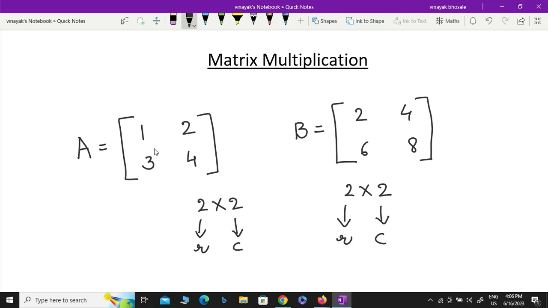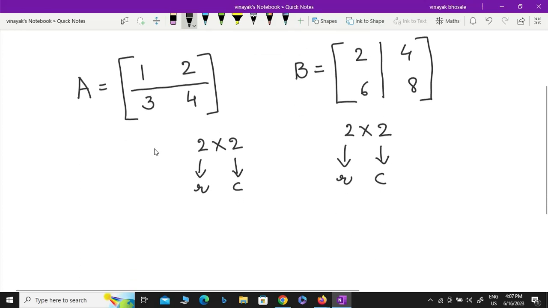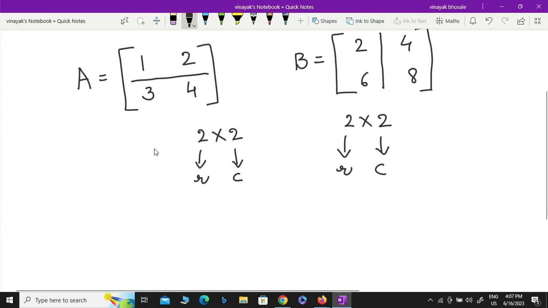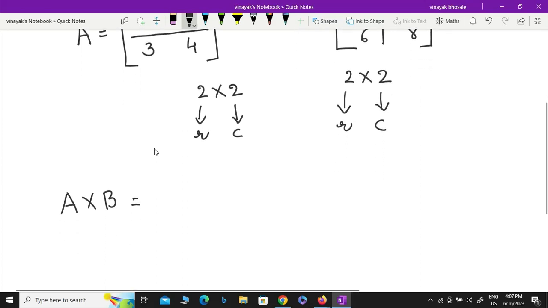Okay, and now I'm going to draw two lines which are going to be very much important. The first line which I'm going to draw is here, which is a horizontal line, and now I'm going to draw another line here which is going to be vertical. You'll see why we separate those terms like that. Now we will multiply A with B, A multiplied by B equal to, and we will create an empty matrix here.